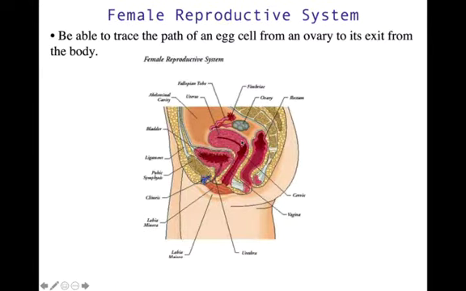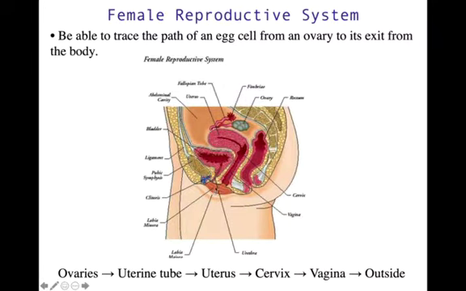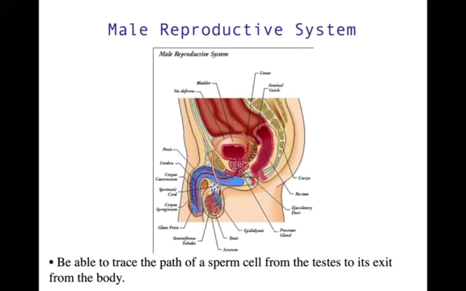So be able to trace the path of an egg from an ovary to the outside of the body. Again, we did that: ovary, which is right here, to uterine tube, to uterus, cervix, vagina, outside of the body. All right, so we're going to move on, guys, from the female reproductive system. We're going to be talking about now the male reproductive system. Same deal.